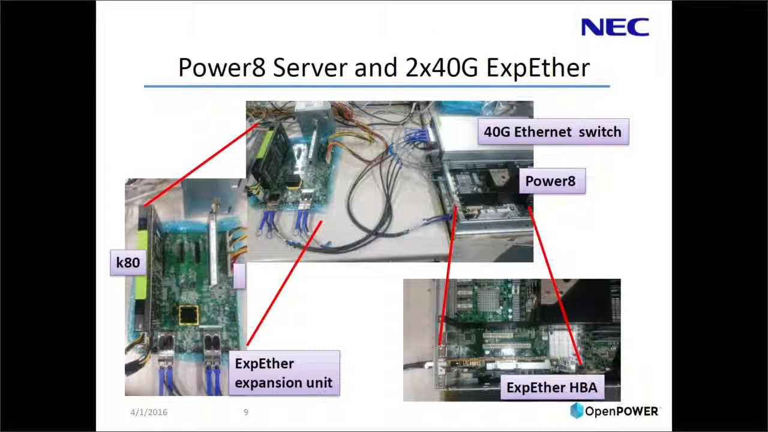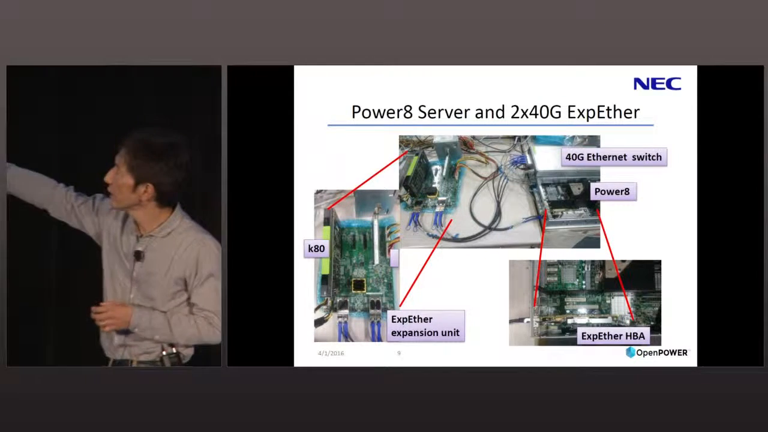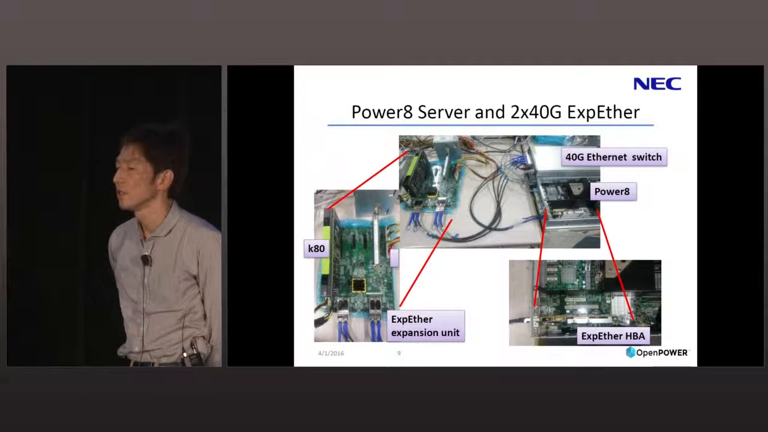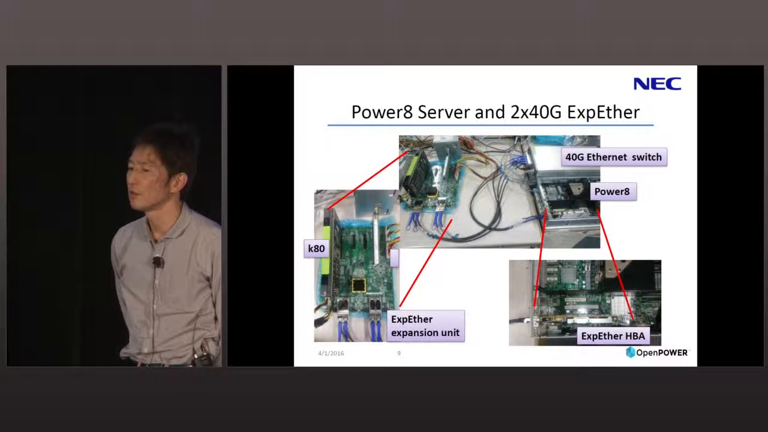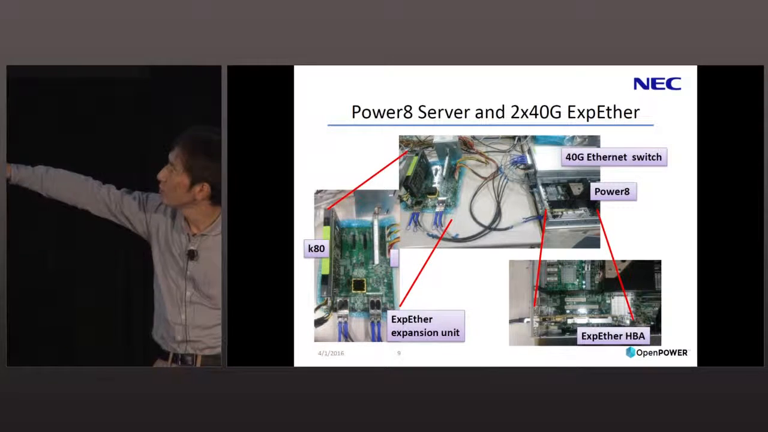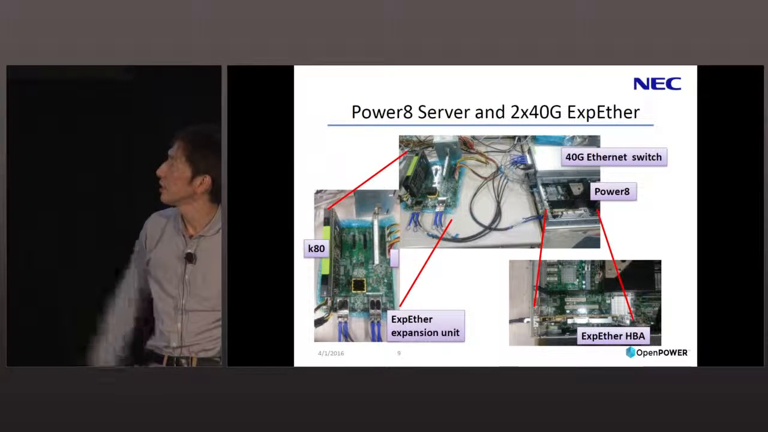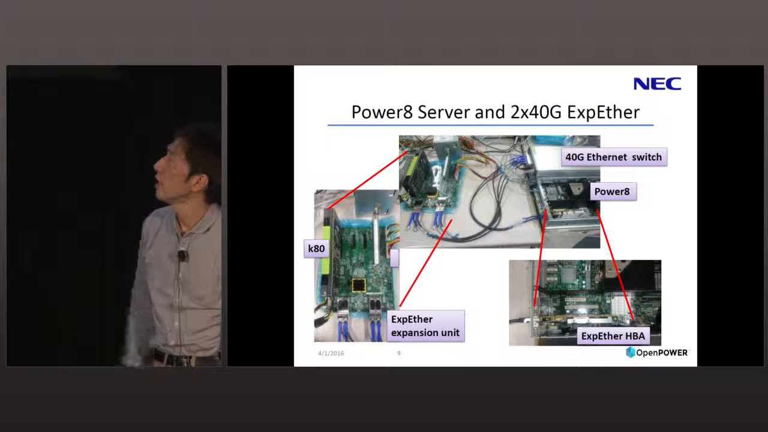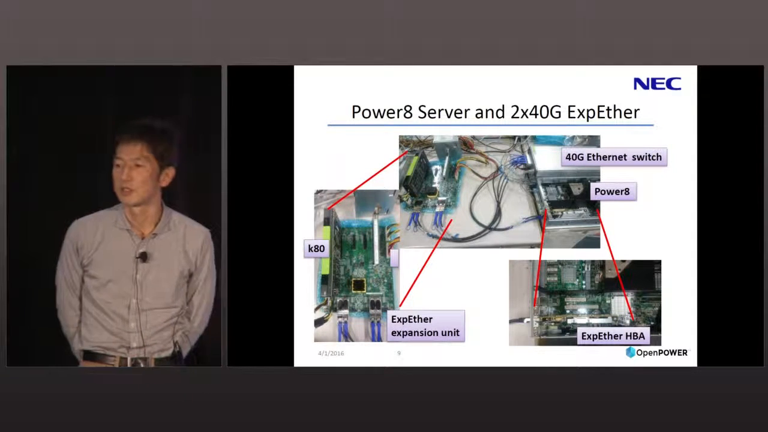So we built up the experimental setup by using commercially available hardware products. The ExpEther HBA host bus adapter card is installed into the Power8 server of the Taiwan Habanero, and NVIDIA K80 and Intel P3700 SSD are mounted on the ExpEther expansion unit. And they are connected through the standard 40 gigabit Ethernet switch of Mellanox.